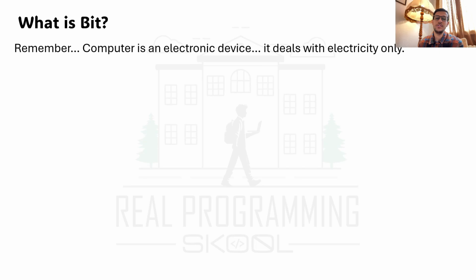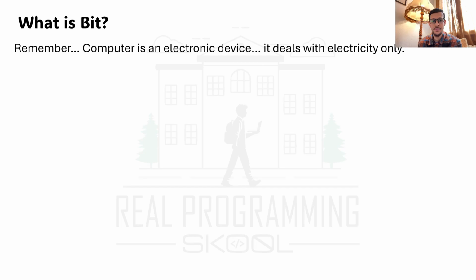Before we explain what the binary system is, we should understand what a bit is. And remember, the computer is an electric device. It deals with electricity only. I put it like this because I don't want you to forget that the computer is an electric device, because a lot of things rely on it.